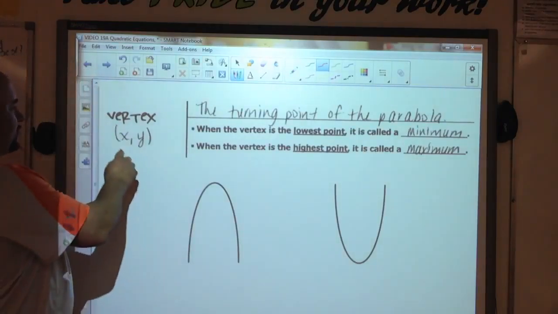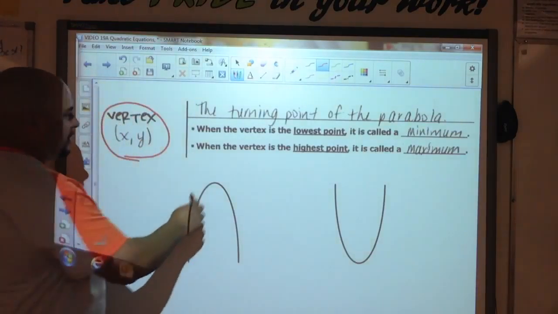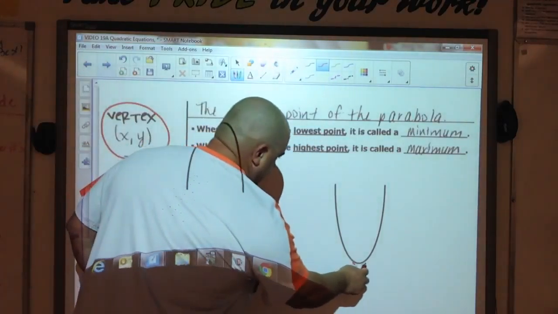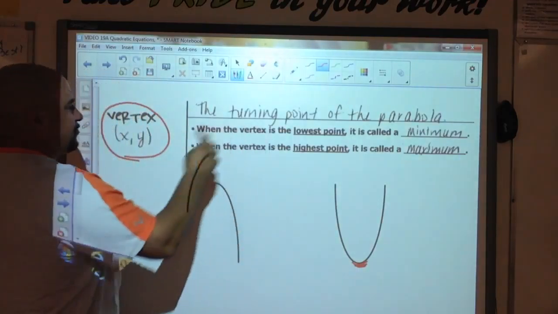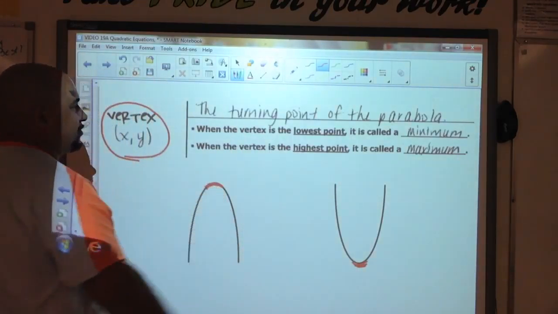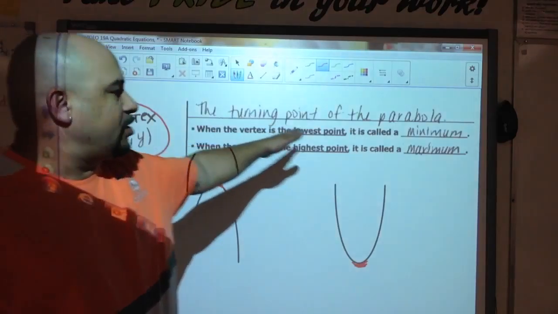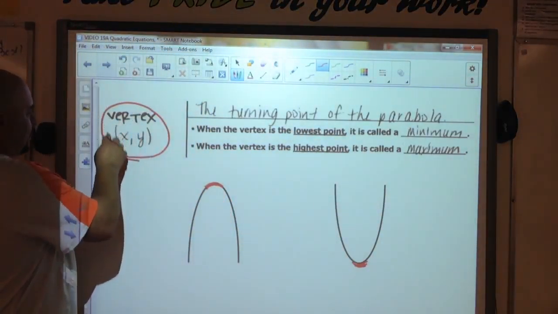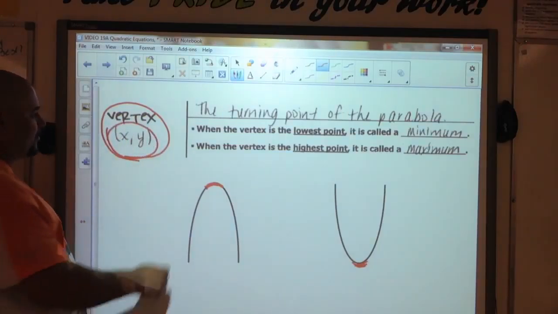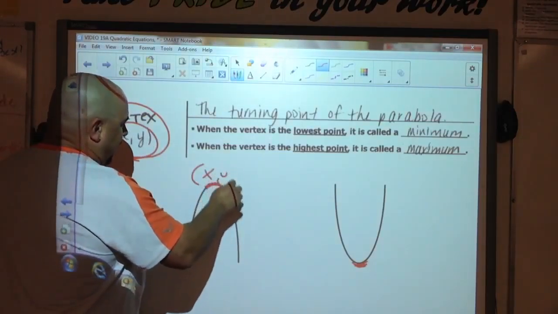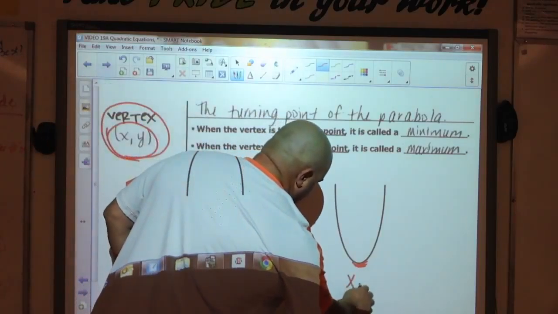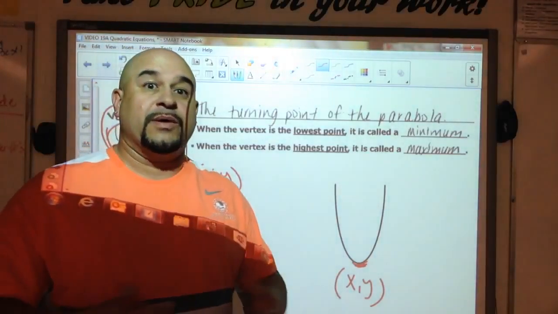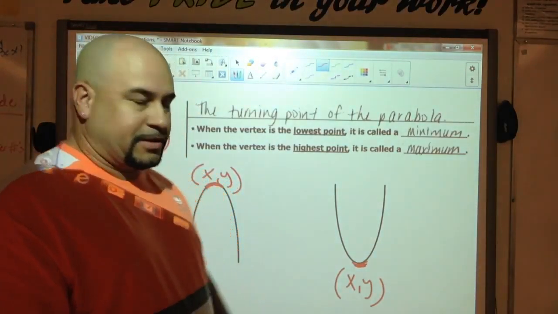Then we talked about the vertex. Understand the vertex is either the lowest point, which is called the minimum, right here, or the highest point. It is also called the maximum. This is the area where the turning point of the parabola is. It is recognized by an ordered pair. So the highest point or the lowest point of your parabola is called your vertex. And you'll be able to see how to find those in your calculator.